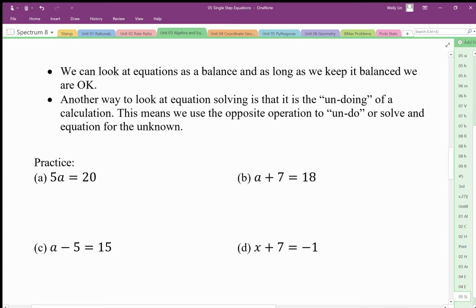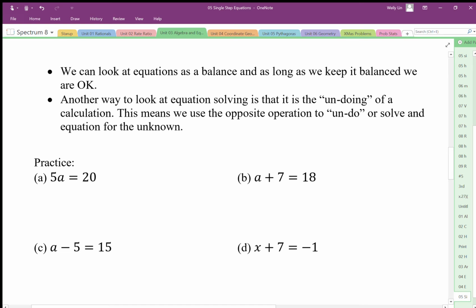So we can look at equations as a balance, and as long as we keep the equation balanced, everything's okay. The goal is, though, that we want to solve for the variable as well. So we can do whatever we want, but remember, there is a goal now, not just keeping it balanced, but also solve and get the variable by itself.